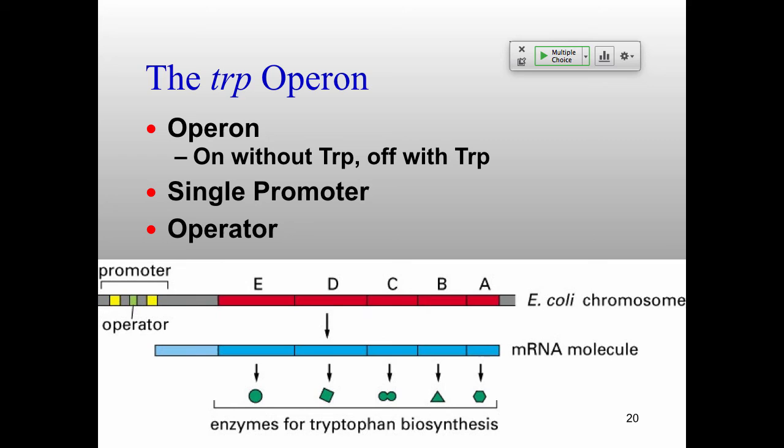So the classic example of this is the tryptophan operon, with multiple different genes. All of these genes encode different enzymes which are important for making the amino acid tryptophan.